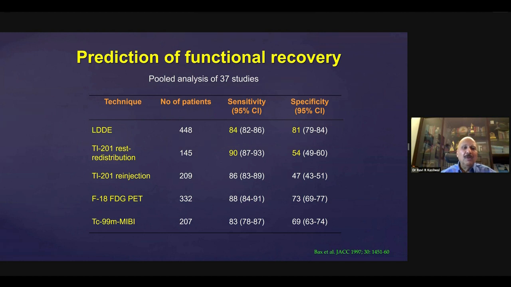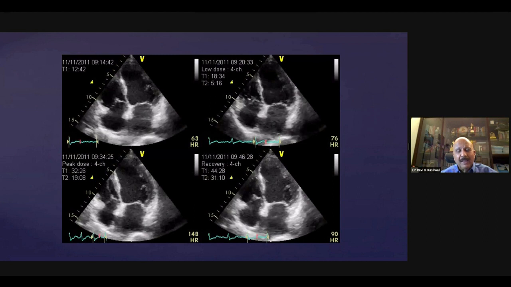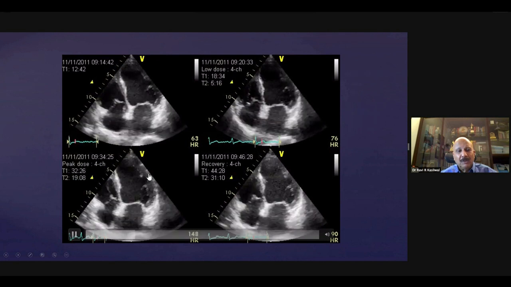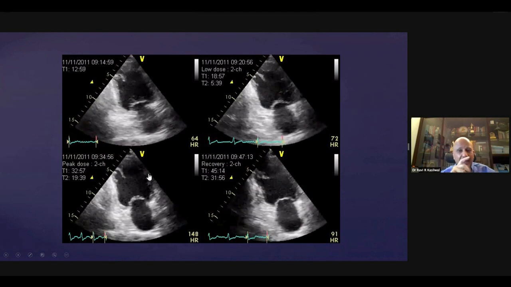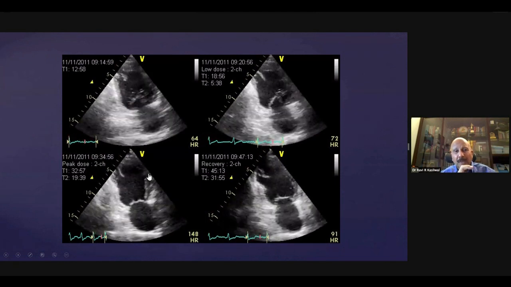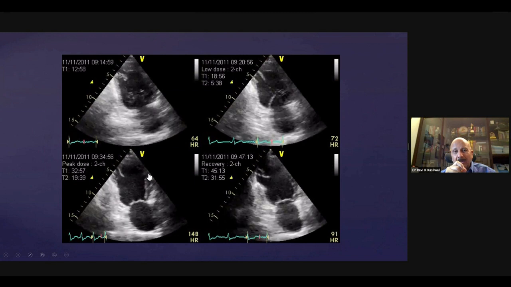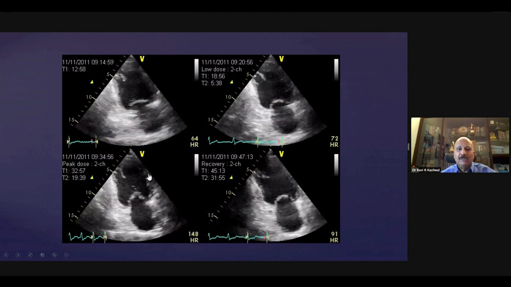A low-dose dobutamine echo, LDDE, has a sensitivity of 84%, the specificity of 81%. Not so bad as compared to FDG PET or MIBI. Here is an example. You can see very clearly that the wall motion abnormality becomes better in this segment at peak dose in the 4-chamber position. And you can also see this in the two-chamber position. Again, I may say that whoever is doing it for you needs to know very clearly between what is akinetic, what is dyskinetic, what is stunned. He has to have this in mind, and only then you will get the best results.